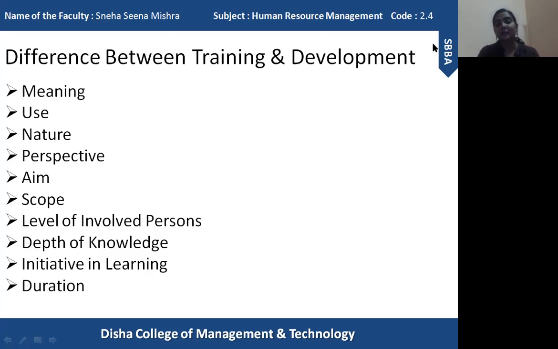It aims at optimum utilization of capabilities and potentials of the employees, whereas training is all about doing the job efficiently, doing a specific job efficiently. That is the basic purpose of training. And the next point of difference is scope.